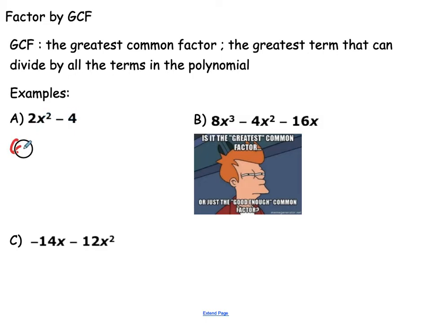All right, and then the GCF here is going to be 2, because I could divide 2x squared by 2, and I could divide negative 4 by 2. Right, so if you have the GCF, you can factor it out. That means 2 is a factor of 2x squared minus 4. Now let's try to figure out the other factor. So to do this, you can say, well, what would you multiply 2 by so you can get 2x squared?